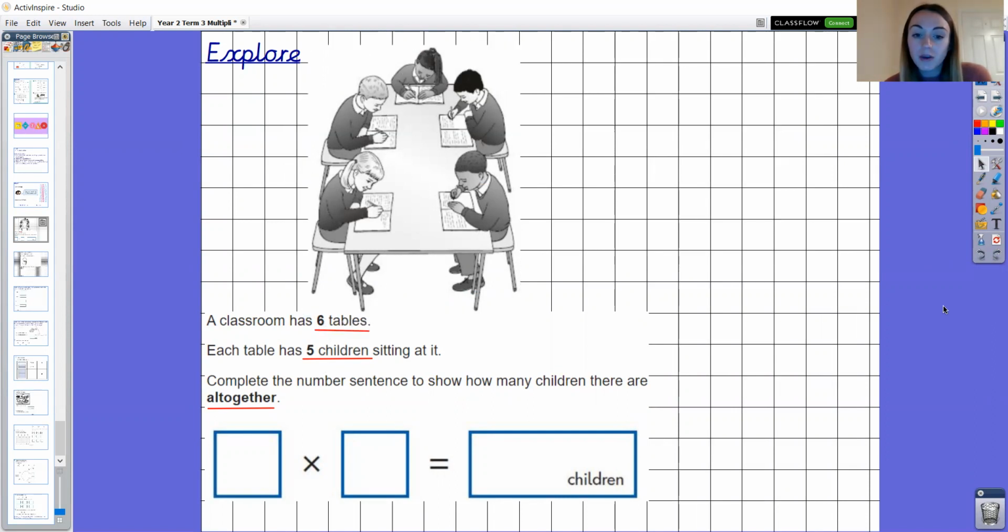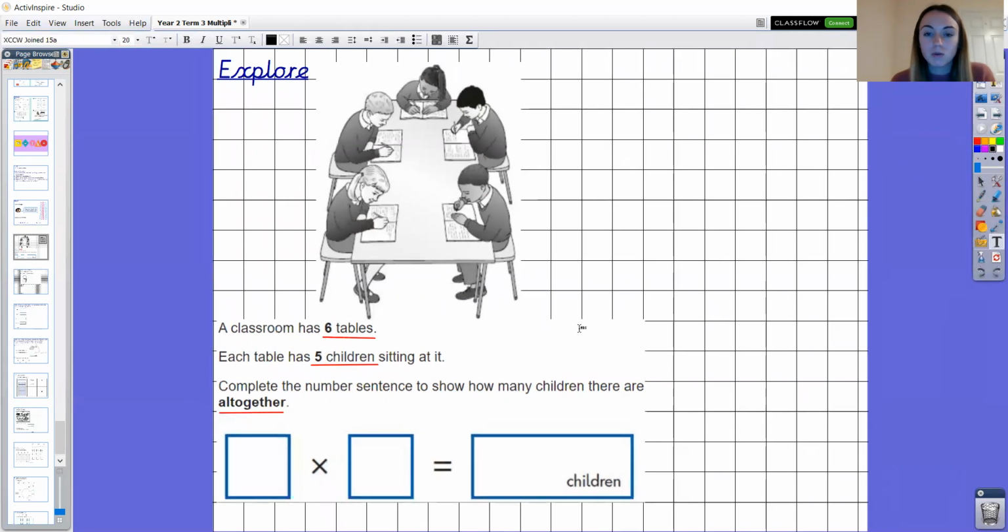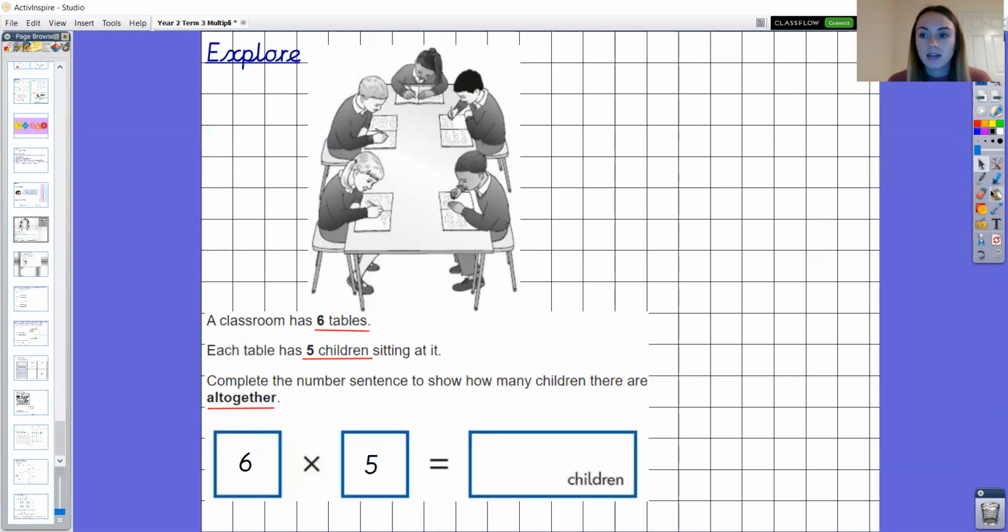Okay, I'd like you to pause the video here, write the multiplication, and have a go at drawing an array to solve that multiplication to find out how many children there are altogether. Well done, Year 2. So let's have a look together. So first of all, we need to write the multiplication. So we know that there are 6 tables, so there's 6 lots, and has 5 children sitting at each table, so that's 6 lots of 5, 6 times 5. So we're solving 6 times 5.